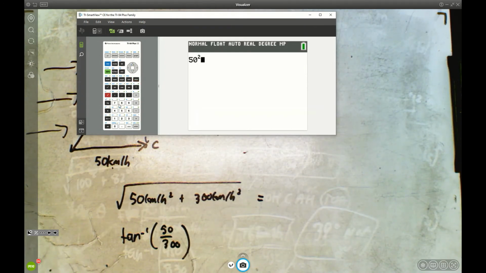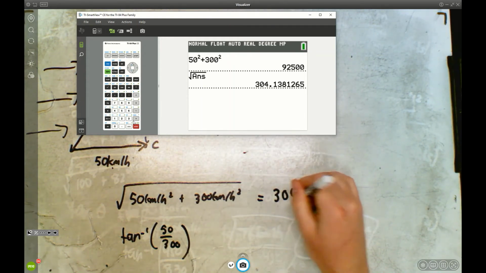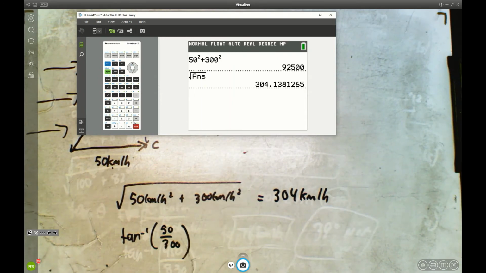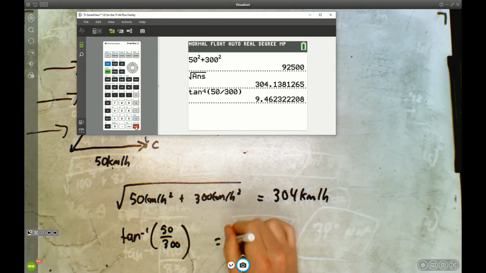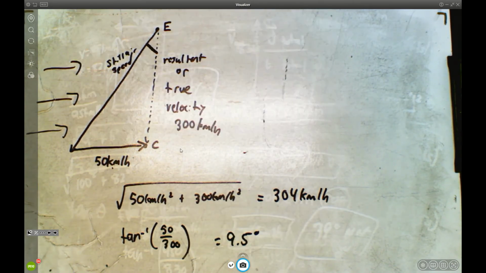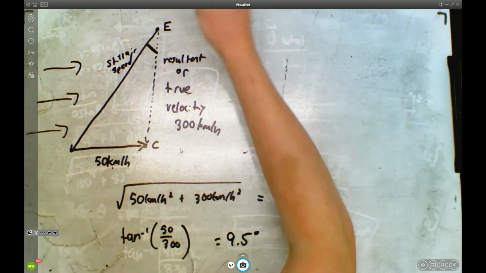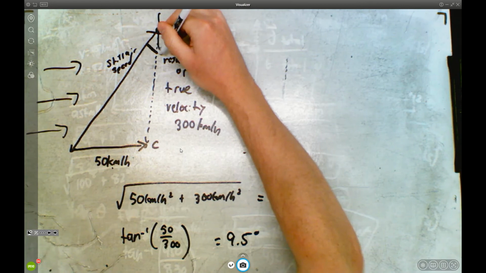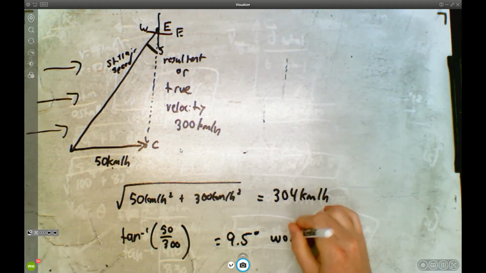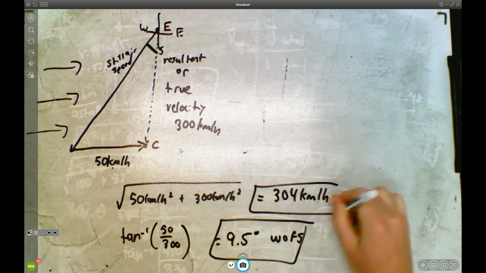So it's going to be 50 squared plus 300 squared, and we're going to square root our answer. We'll end up getting 304 as our airspeed, which makes sense. If you're flying into the wind, you're going to fly a little bit faster. And then we can tan inverse our 50 over 300, and we end up getting 9.5 degrees. If I draw on north, east, south, west, I'm not going directly south, I'm going west of south. So that would be my answer.